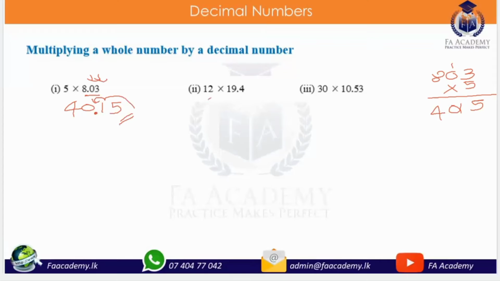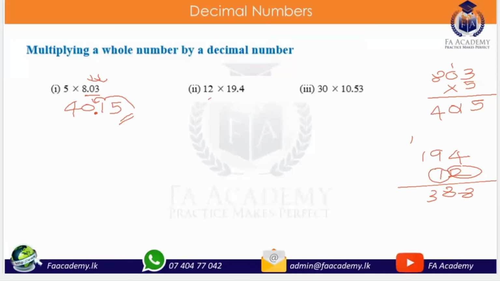Right, so 194 multiplied by 12. You can do the same thing. So if you have two numbers, you know that first you should consider the number on the right and then multiply it. I'm considering only 2. 2 times 4 is 8. 2 times 9 is 18. Then 1. 2 times 1 is 2. 2 and 1, 3.